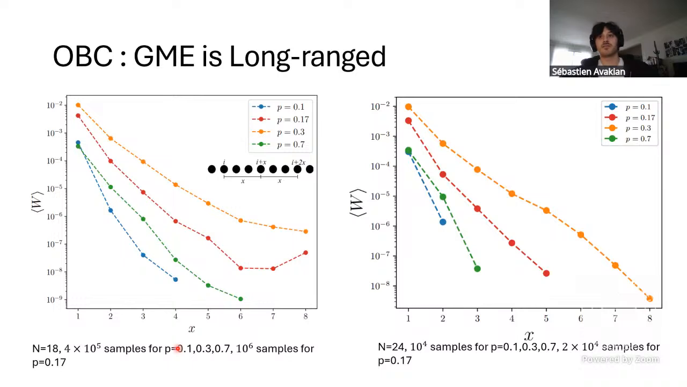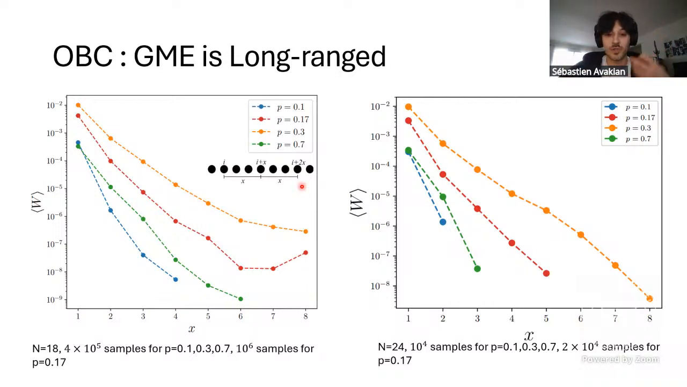So our results are that our GME is long range. Let's break down the figures. On the left and right, we have the same information, presented respectively for 18 sites and 24 sites. On the y-axis in log scale, we have the ensemble average W value. On the x-axis, we have the bond distance in linear scale, where the bond distance is defined as: if I have a site I, I connect sites I plus X and I plus 2X, so they make a triplet.